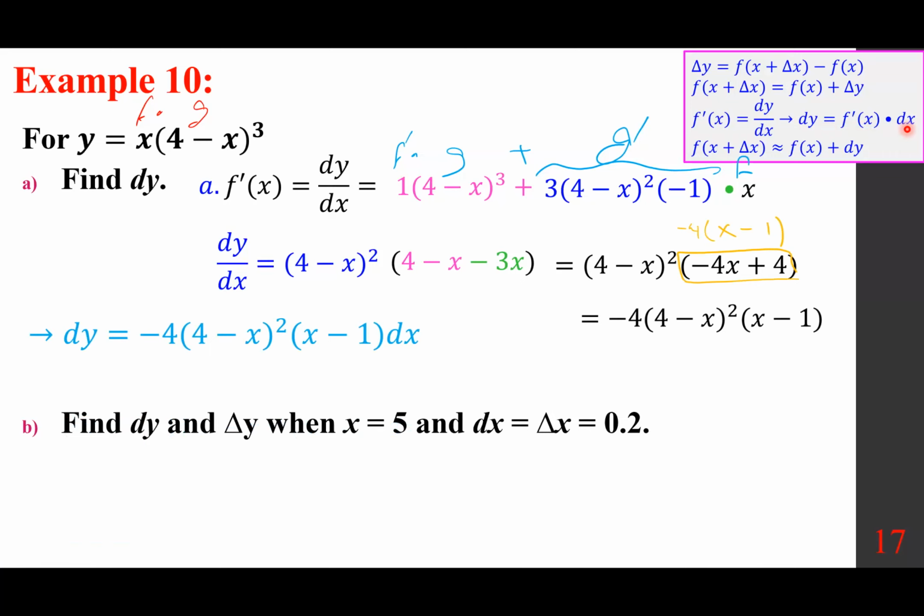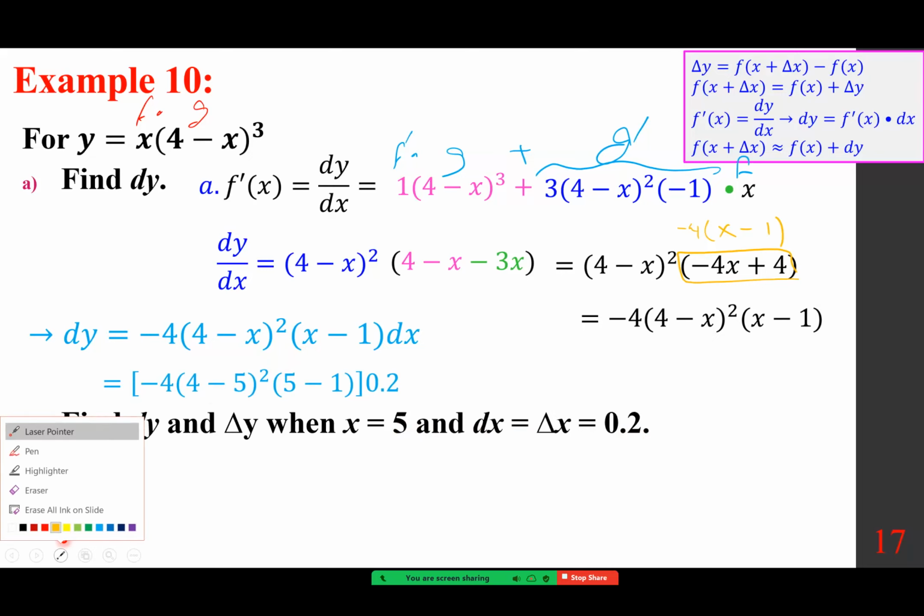Evaluation. Plug in. So now it becomes elementary algebra, basic math. Plug in, which means replace the x with 5, delta x with 0.2. Needless to say, this is 1. Square root is 1. This is 4. Negative 4 times 4, negative 16 times 0.2 is negative 3.2.